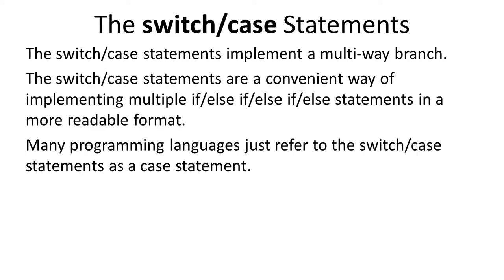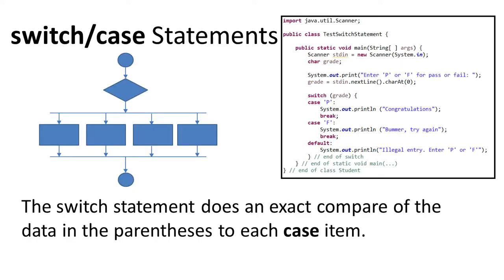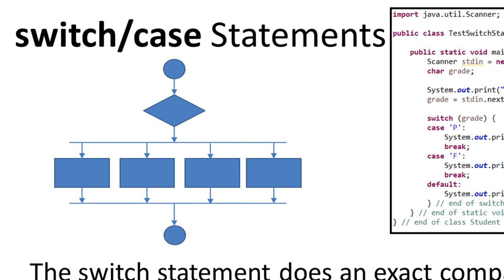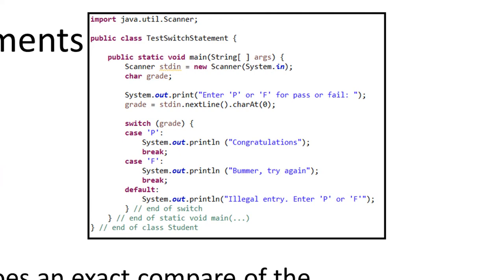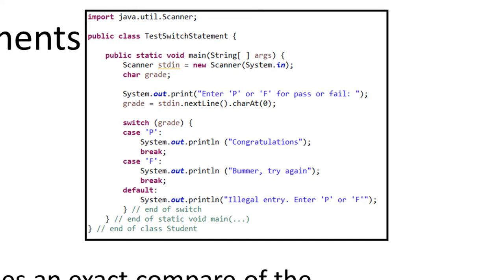The switch statement implements a multi-way branch. The switch statement could also be implemented as an if, else if, else if, else if, else collection of statements. It's just that the switch statement is a little bit more readable. Many programming languages just call it a case statement. Here is a flowchart showing a multi-way branch and some sample code.